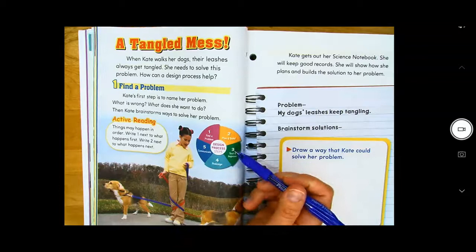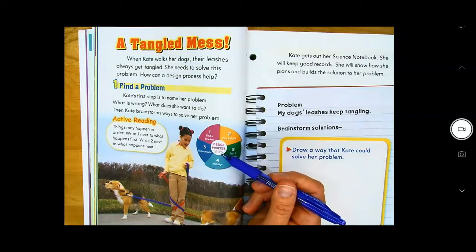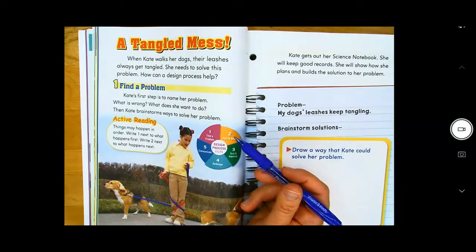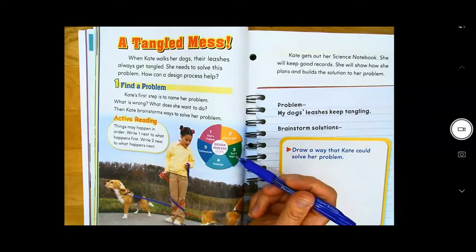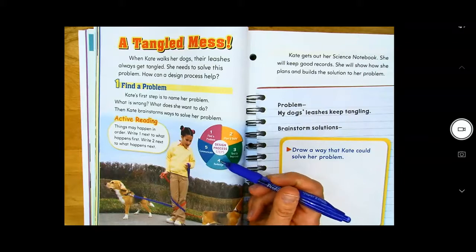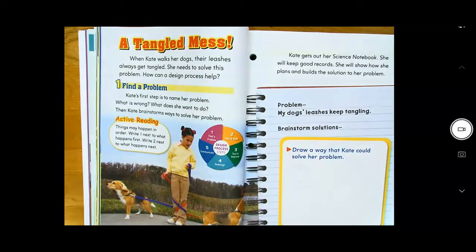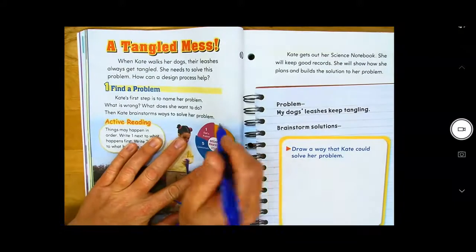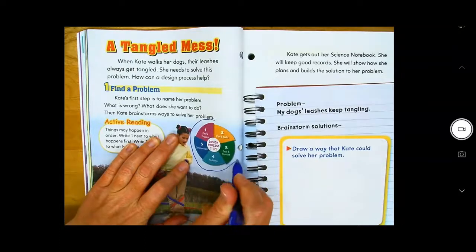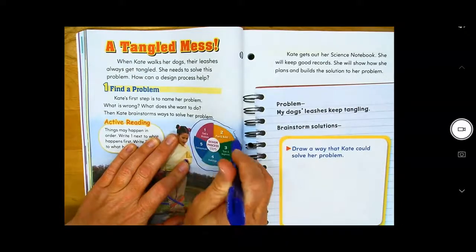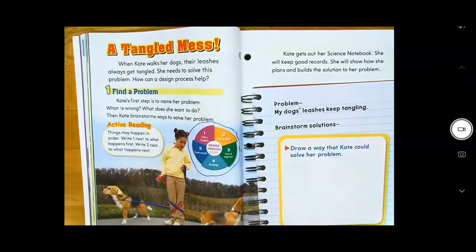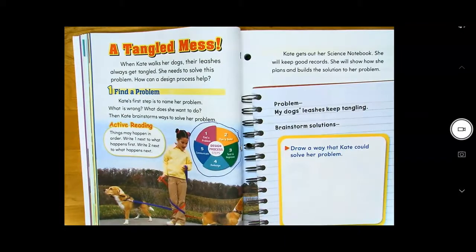Over here are the design process steps. Number 1, find a problem. 2, plan and build. 3, test and improve. 4, redesign. And 5, communicate. Okay? Those are the 5 steps of the design process. Circle that. You may need that for answers later on.